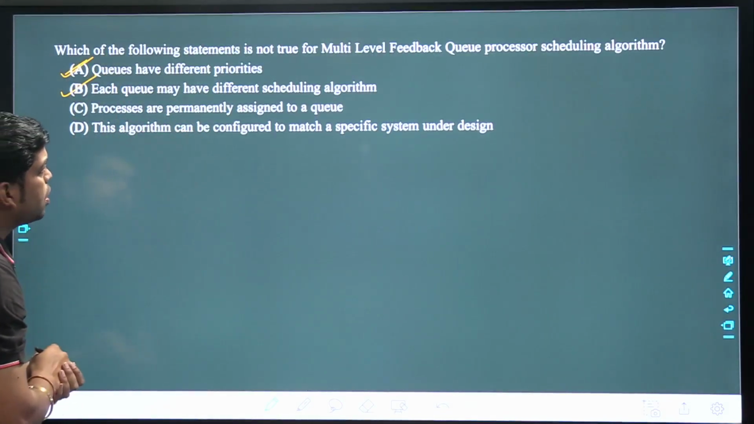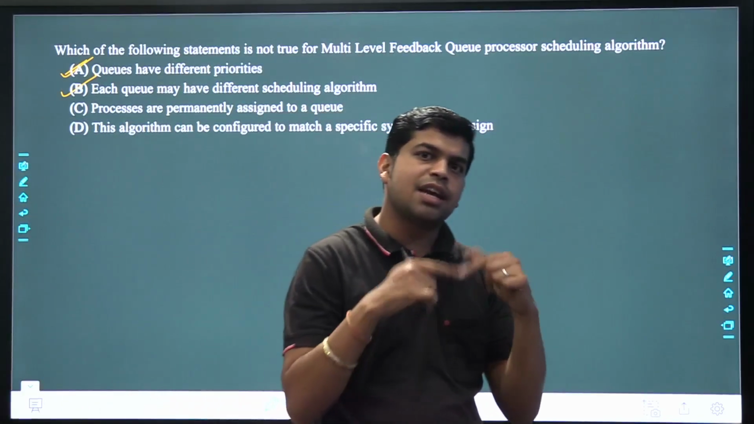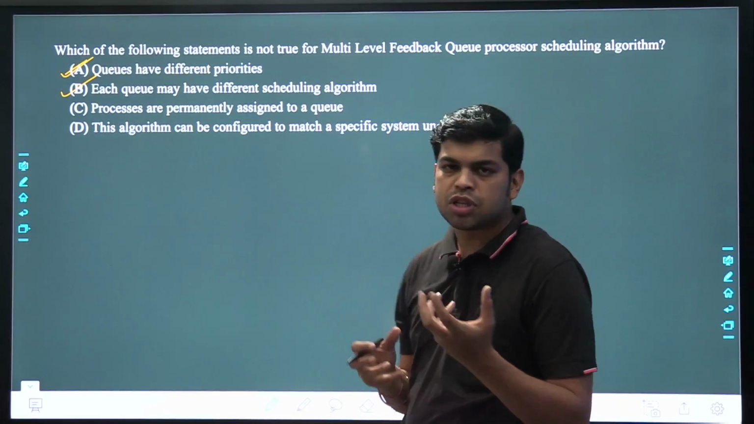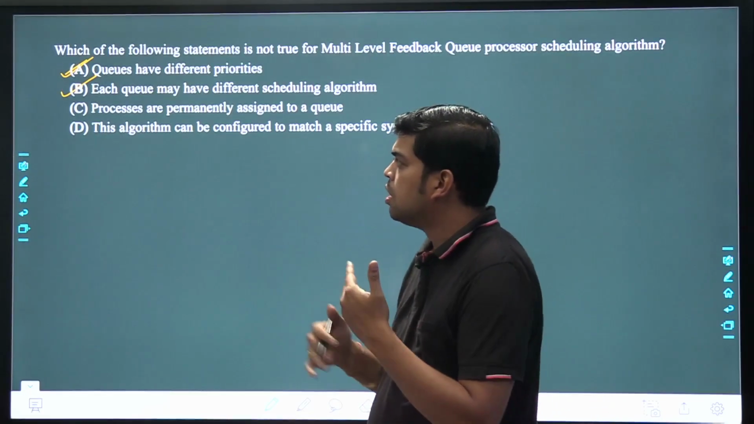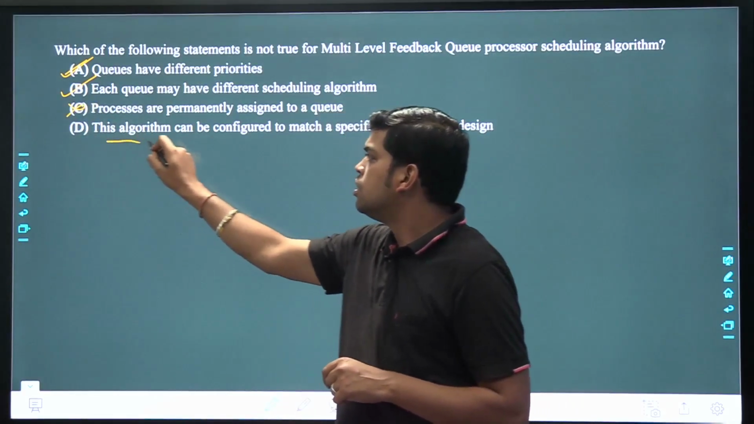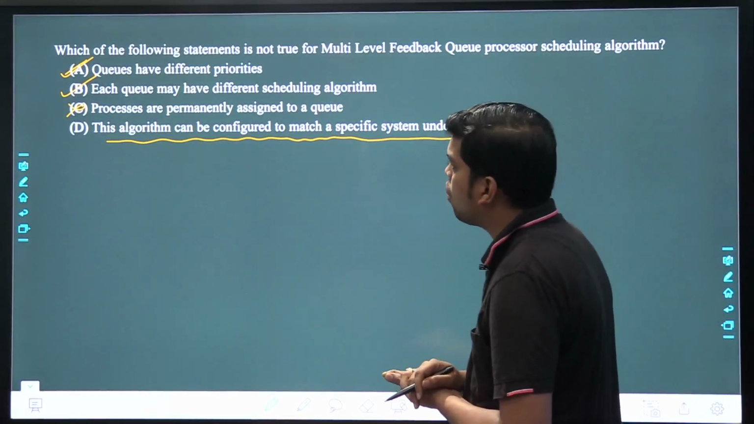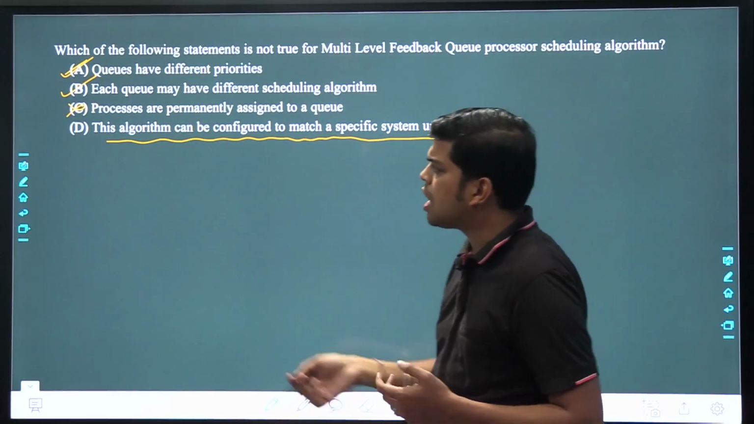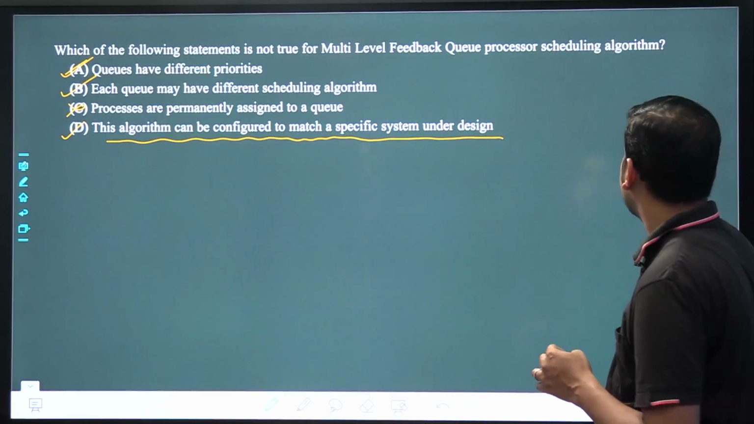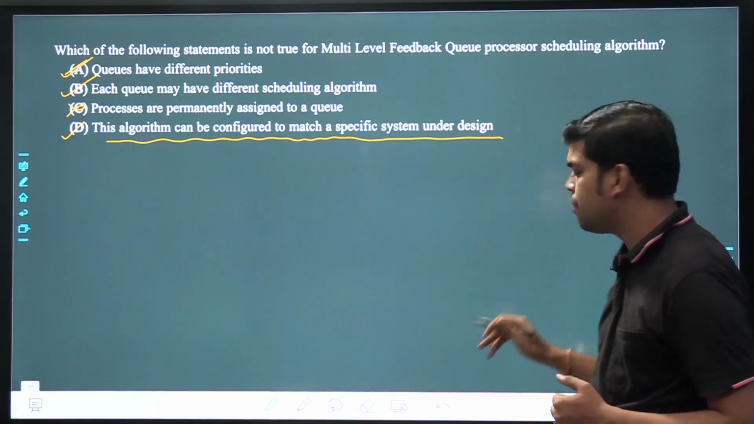Processes are permanently assigned to a queue. Means a particular process is permanently assigned to a particular queue. Definitely it is not correct, because it is possible that a process is allocated to any one of the queues. It is not dedicated. Got it? So, it is not always true. This algorithm can be configured to match a specific system under design. So, that is possible. But C is not correct. Got it? It is a simple theoretical question. So, C is the right answer, because it is not true for the multi-level feedback queue.